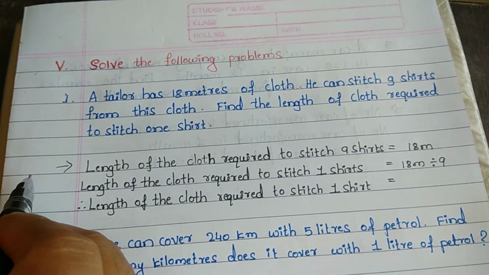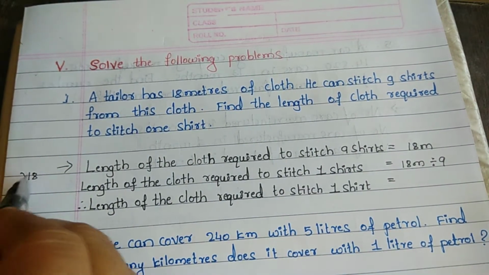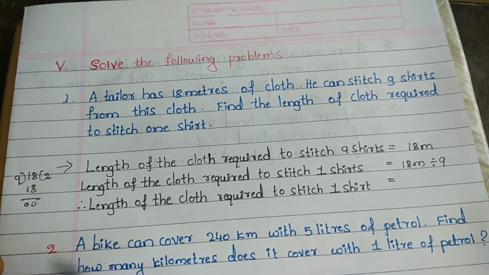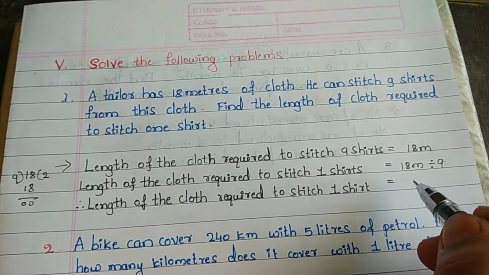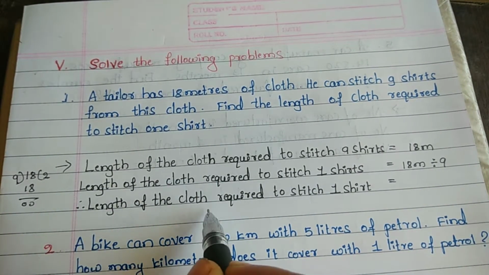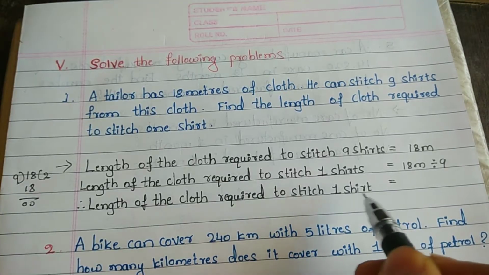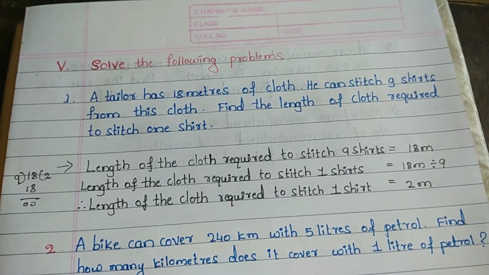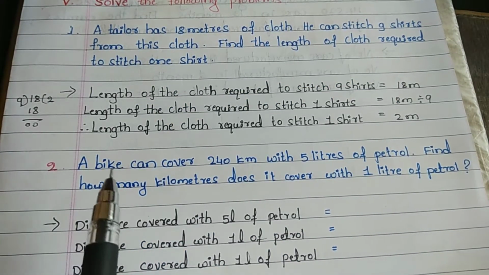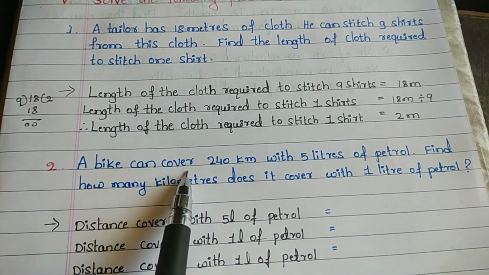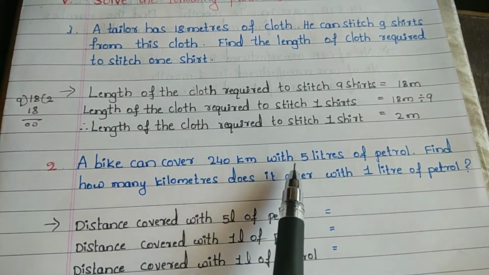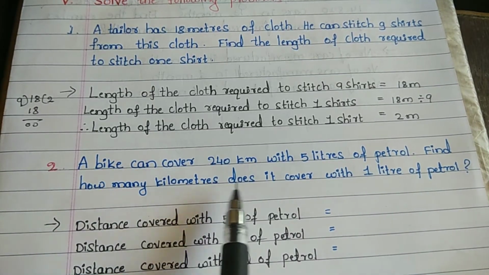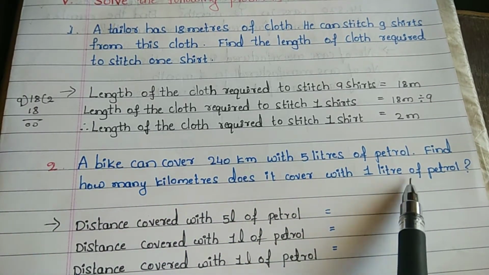Okay, you see here, 18 divided by 9 means 9 twos are 18. Okay, means the answer is what? How much is needed? Therefore, the length of cloth required to stitch one shirt is equal to 2 meters. Okay, this is our answer. Second one, a bike can cover 240 kilometers with 5 liters of petrol. Find how many kilometers it covers with 1 liter of petrol.